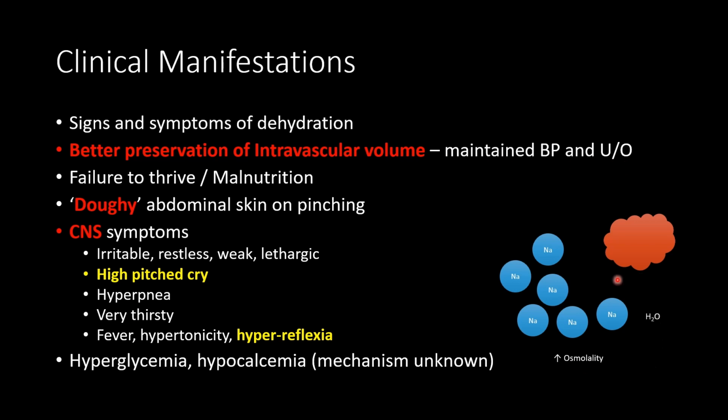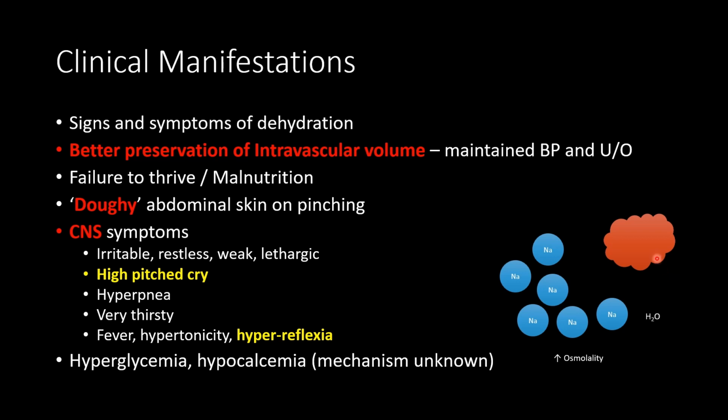Why will the BP and urine output be maintained? Because the excess water is coming from inside the cell to outside the cell, that is maintaining the plasma volume or intravascular volume. But this maintenance of blood pressure and urine output is at the cost of intracellular dehydration, because this BP is being maintained by the water that is coming from inside the cell. So this maintenance of blood pressure and urine output will come at the cost of intracellular dehydration.